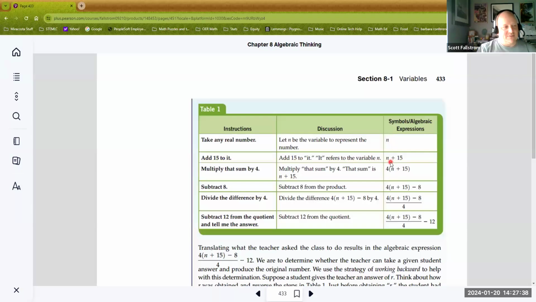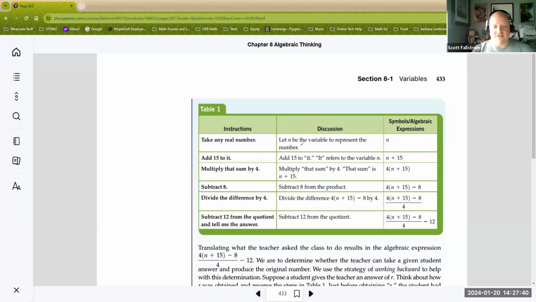So I'm going to actually get a number and we're going to follow through with this. Pick any number. Okay, I'm going to pick the number 5. Add 15 to it. Okay, that's 20, right? You can see all the kids in your class doing it. Multiply that sum by 4. Give them a calculator, it's fine if they need it. That's 80. Subtract 8. Got it, 72, right? Divide the difference by 4.